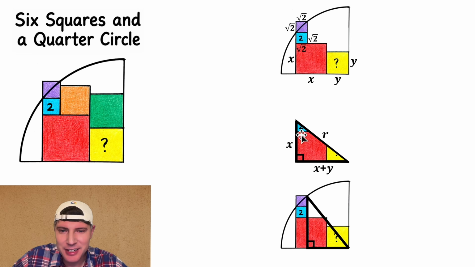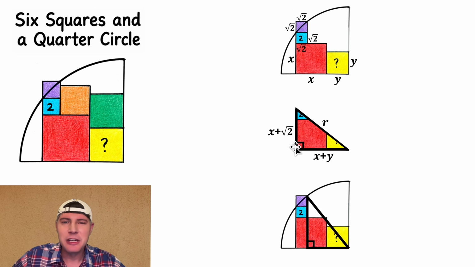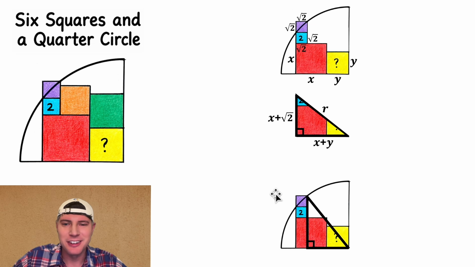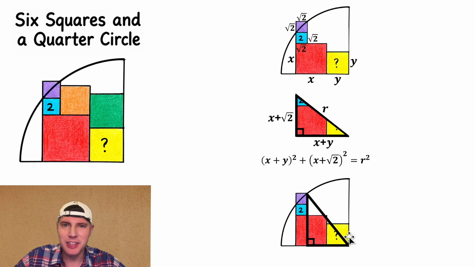And then we can focus on the height of the right triangle. This is equal to x, and this will be equal to root 2. So the whole side is equal to x plus root 2. Now we can write an equation using the Pythagorean theorem. It'll be the quantity x plus y squared plus the quantity x plus root 2 squared is equal to r squared.